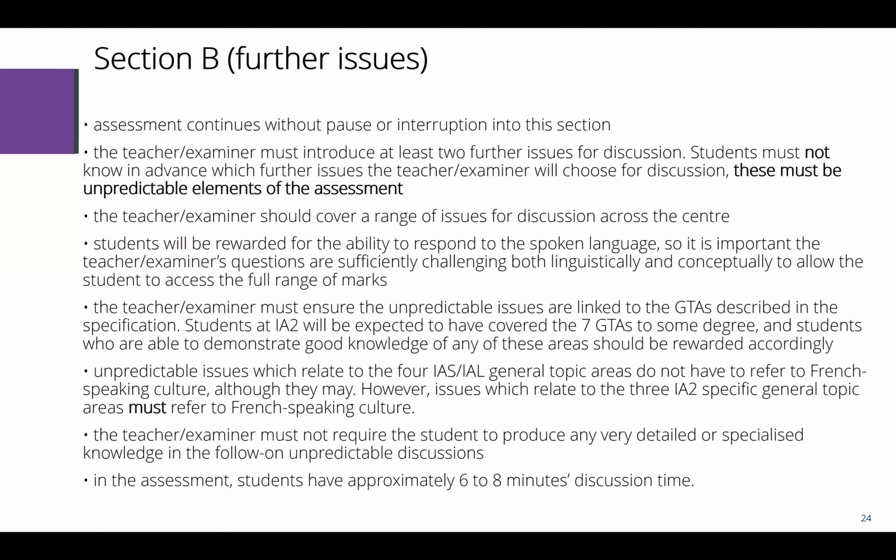And it also says that across the centre, you can then talk about a range of subjects, so a range of issues.